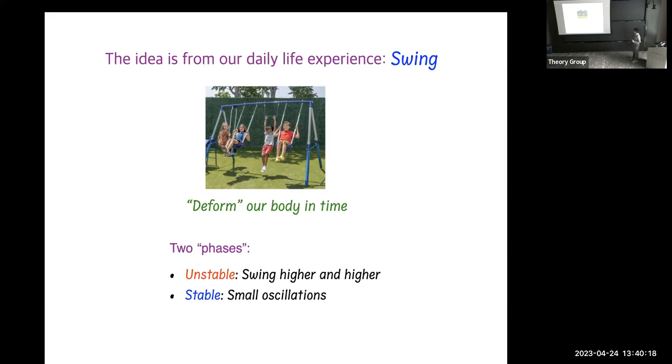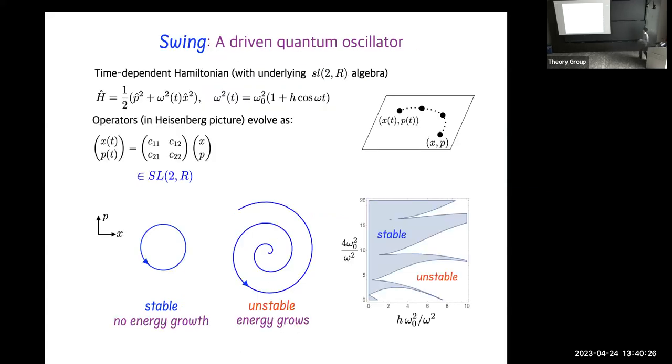It is stable. So how to understand this feature in a quantitative way? Let's consider a very simple harmonic oscillator. Okay, a zero-dimensional harmonic oscillator. This is a quantum mechanics problem. Here we start from a Hamiltonian for a harmonic oscillator. So now here the oscillating frequency is dependent on time. Okay, this is a time-dependent harmonic oscillator.